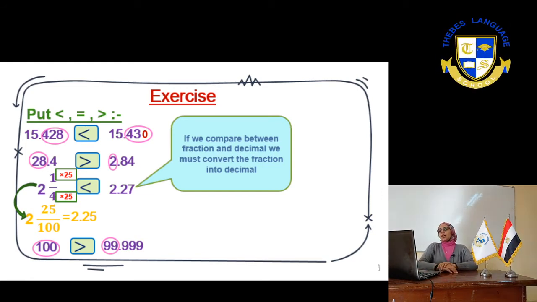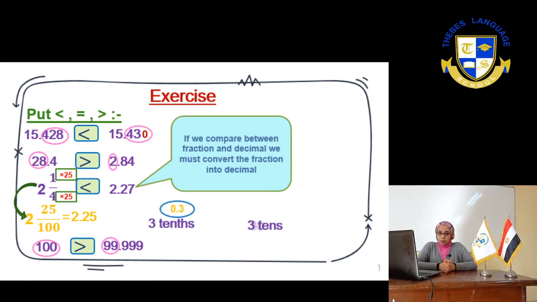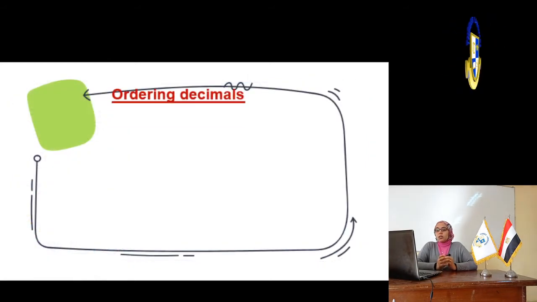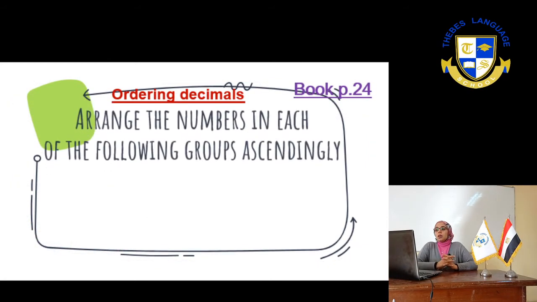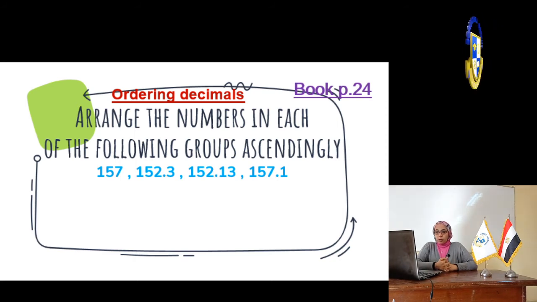Now next slide, the second part of our lesson today is ordering decimals. We will arrange a group of decimals in an ascending order. This question is in your book, page 24.